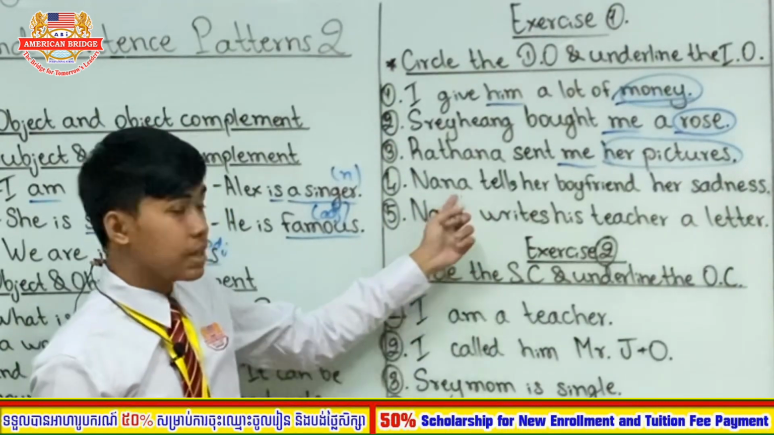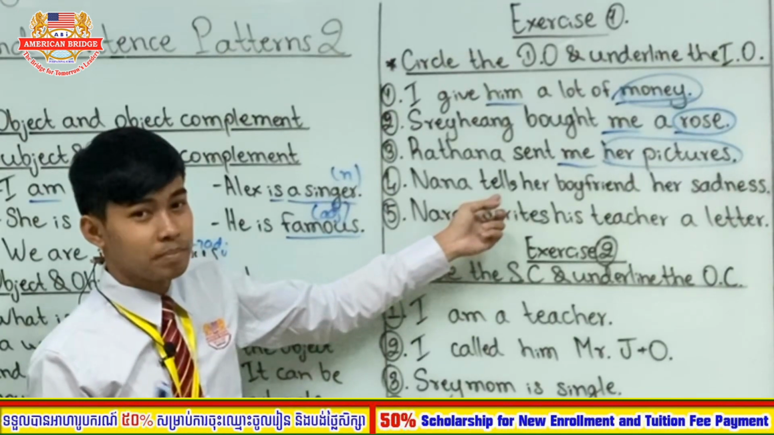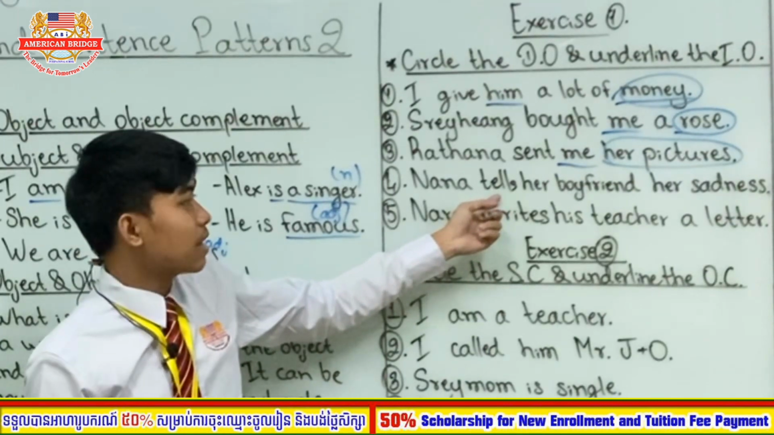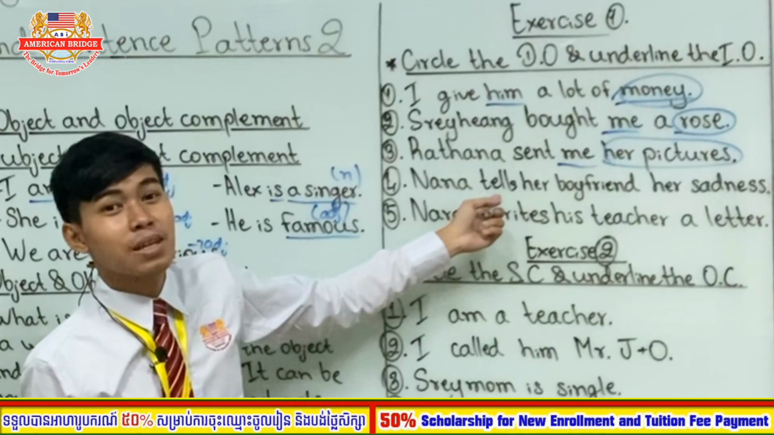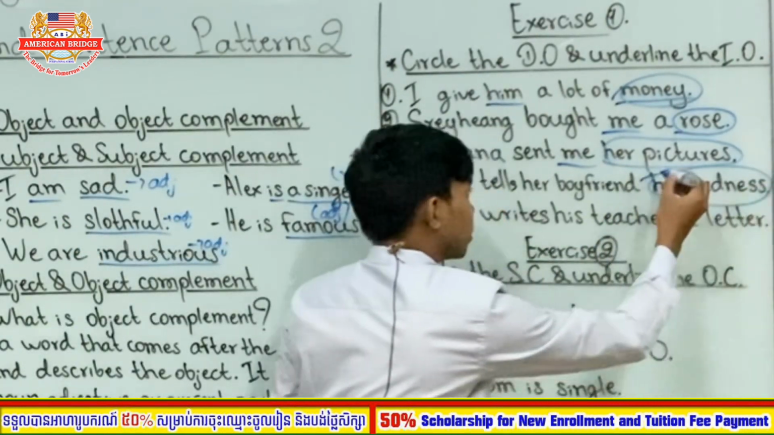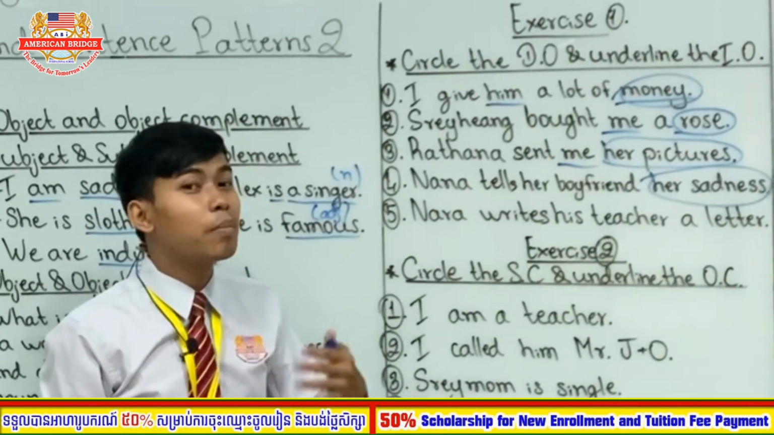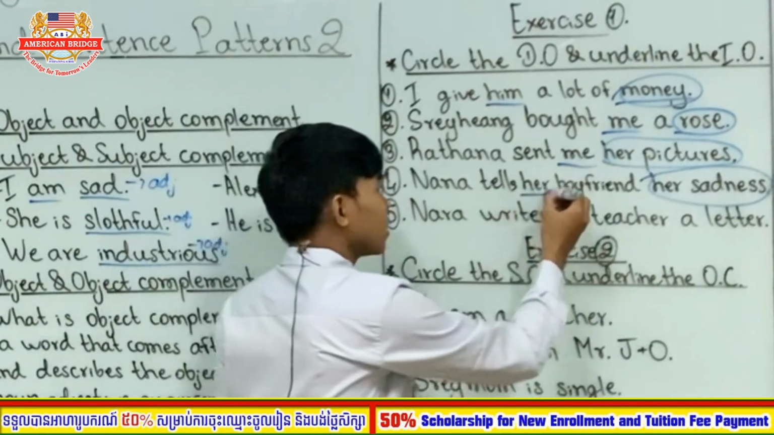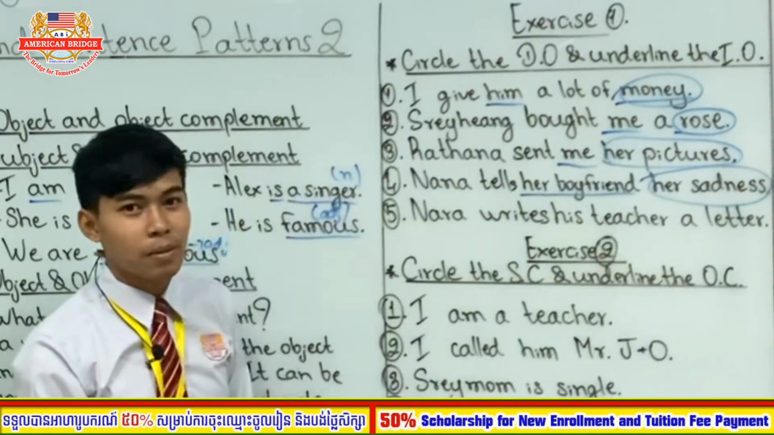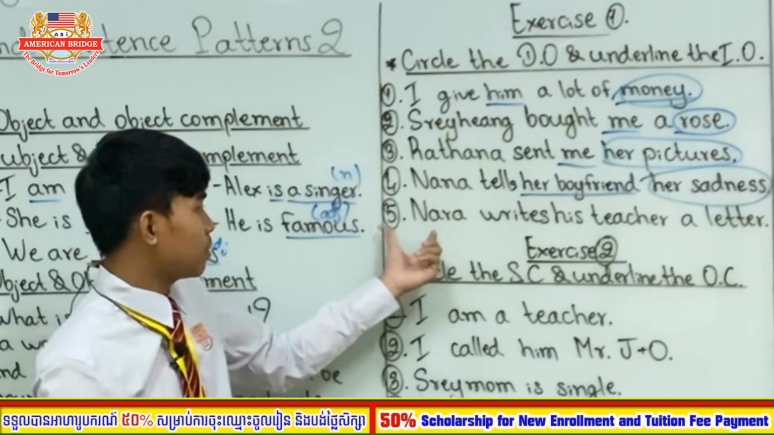So Nana is a subject, tell is a verb. How about direct object? So tells what? Tells about her sadness. So her sadness here is a direct object, right? Tell her sadness to whom? To her boyfriend. So her boyfriend is an indirect object. Okay, so let's go to number 5, the last sentence of exercise number 1.